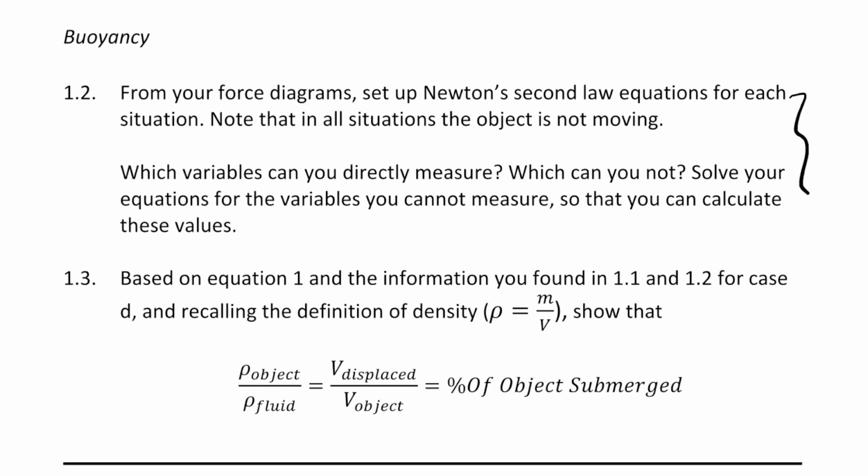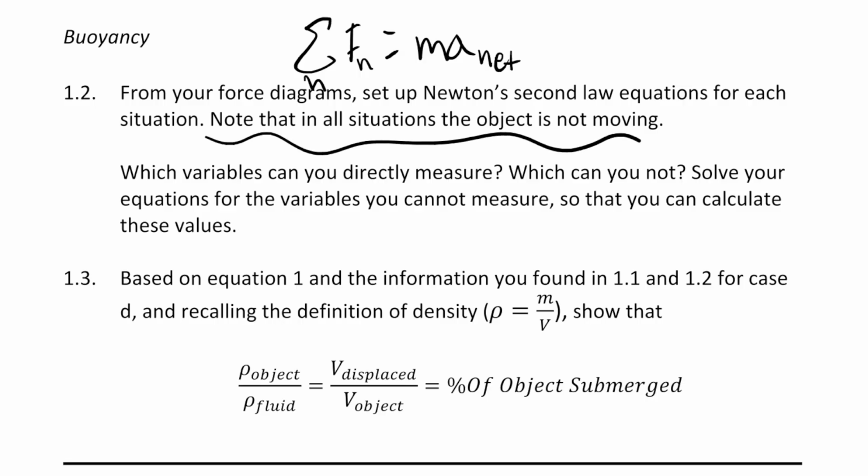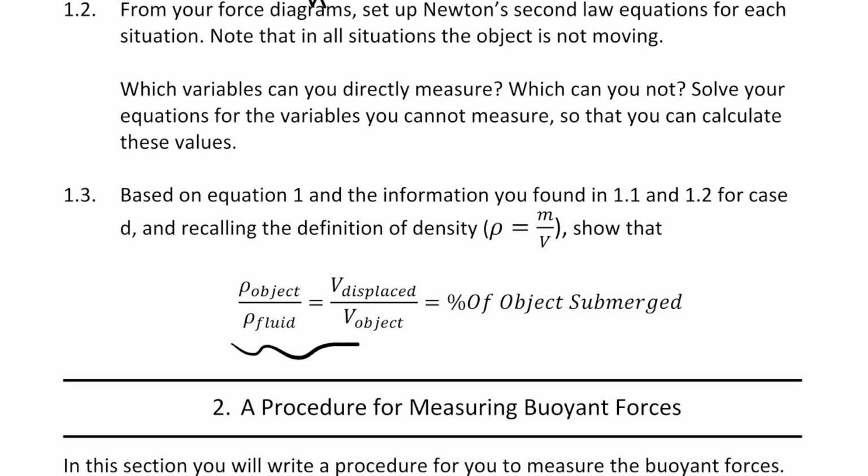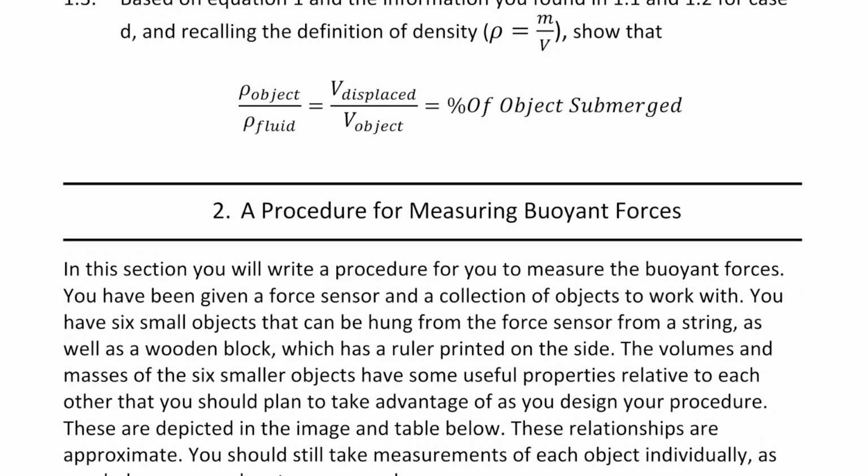And then you're going to set up the Newton's second law equations, which is just the sum of all forces equals ma net. And then in this case, the object is not moving, and even more so, it's not accelerating. So this is going to be equal to 0. All right. And then you're going to try to use what you learned in 1.1 and 1.2 to show that this equation of equality is true.